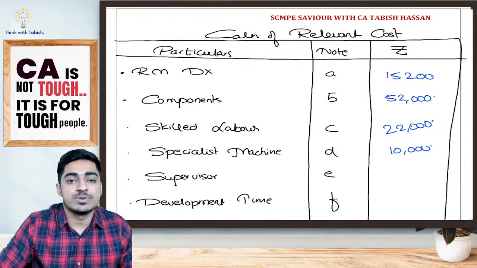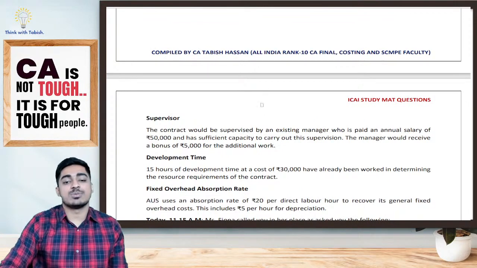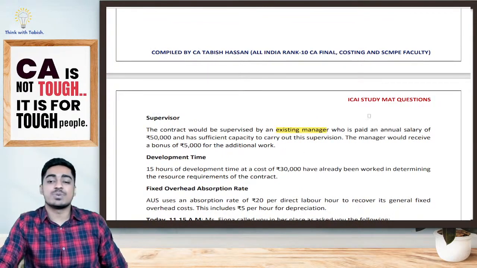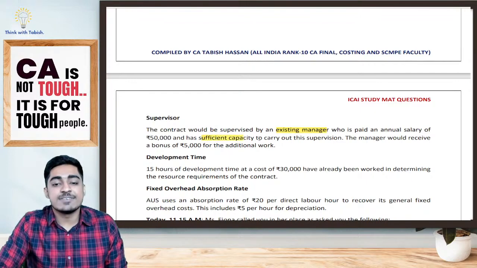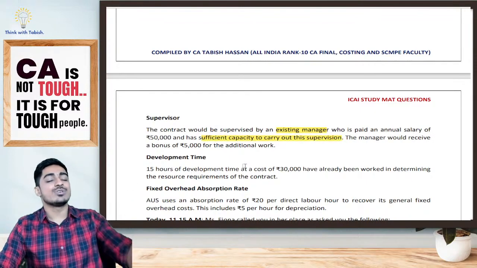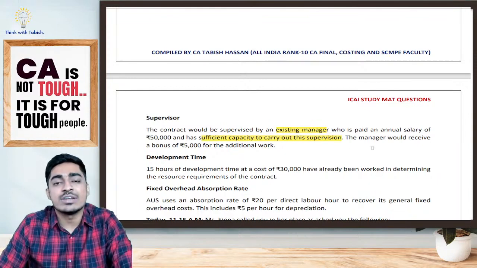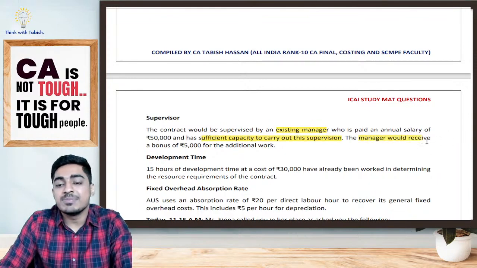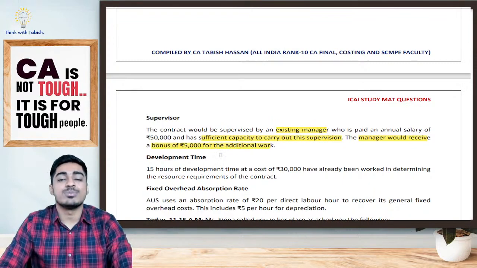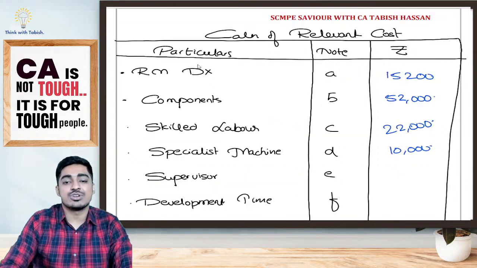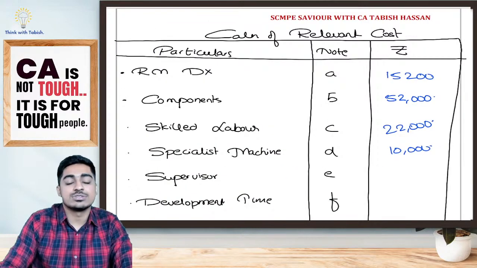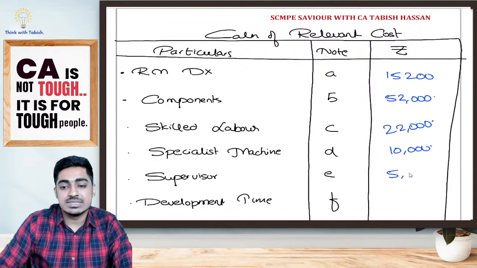Next, we have a supervisor. Look at what the question is telling about the supervisor. It is an existing manager, an existing supervisor. He has sufficient capacity to carry out supervision, sufficient idle time. So we are asking him to do this work also, carry out this supervision also. But we are paying him because he is doing this extra work. We are giving him 5,000 rupees bonus. Because we are paying 5,000 rupees bonus, this extra 5,000 will be relevant cost. So 5,000 rupees is the relevant cost.